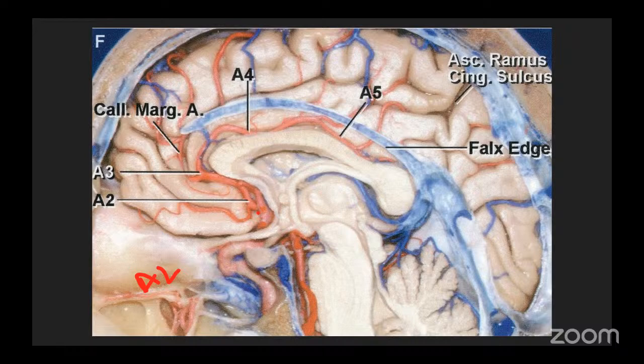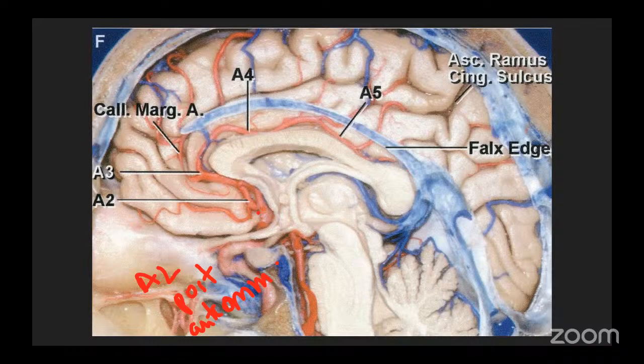After ACOM? Yes, after ACOM. So this is the post-communicating segment, right? And when do we call it A3? After the epigenia. Yes, and after the callosomarginal artery has left the main trunk, right? Yes. So we have the A2, we have A3, we have A4, A5, which is the terminal branch.